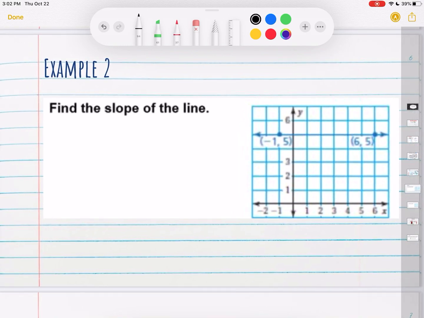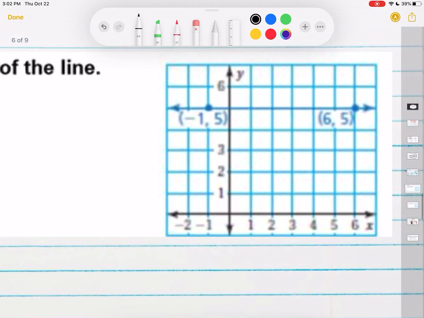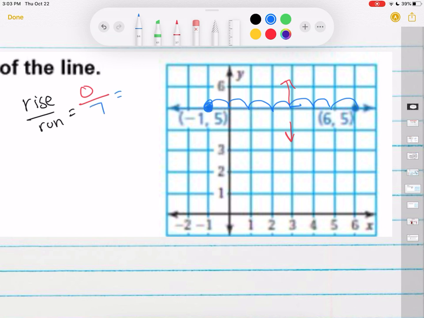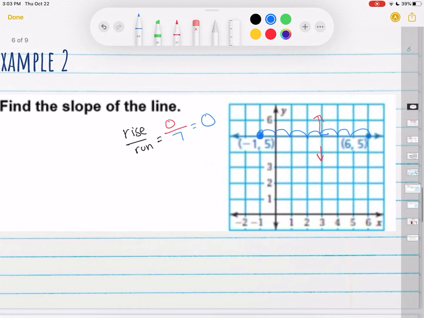Let's try another one. So find the slope of the line. Well, it's this horizontal line right here. Well, it looks like if we find it via rise over run method, there is no rise. It's not going up or down. No rise. So my rise is actually 0 divided by my run. Well, what's my run? That's how many it goes over. Well, we start here, and it's going over 1, 2, 3, 4, 5, 6, 7. So rise over run is 0 divided by 7. Well, 0 divided by anything is 0. That is just 0. So my slope is 0.